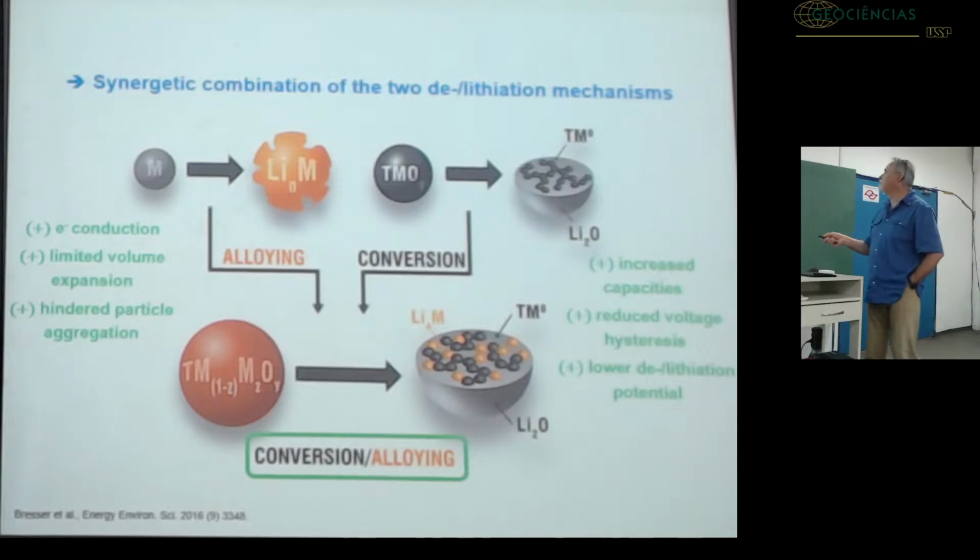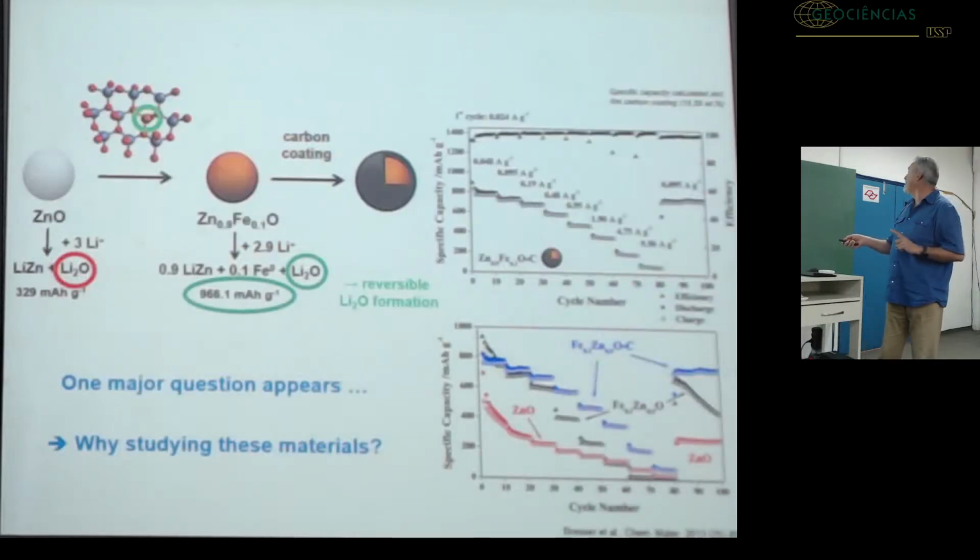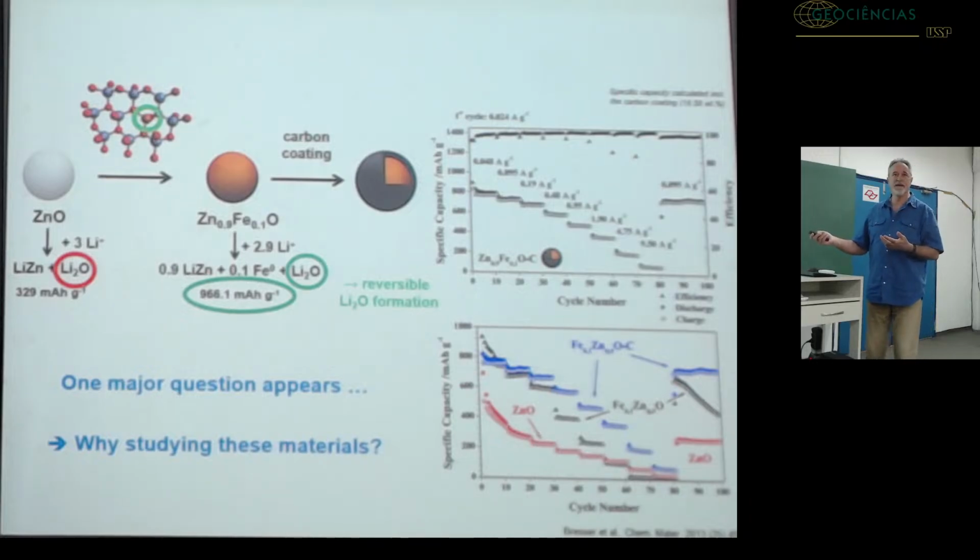I have to skip something, otherwise we don't have time. Just say that for different kinds of material, why do we study doping? Because even though the material is the same, according to different dopants, the electrochemical properties of this material change, sometimes a little, sometimes considerably, sometimes really by a large amount.